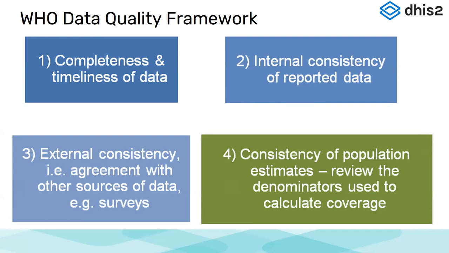Consistency can be divided into two parts. There is internal consistency, whereby the validation rule compares a data element entered in one part of the reporting form against other data elements within the same reporting form. The external consistency is comparing the data reported from one reporting form to an external source. An external source can be a survey value that has been imported into DHIS2, or a threshold, which is also a calculated value, against which we compare the data entered.